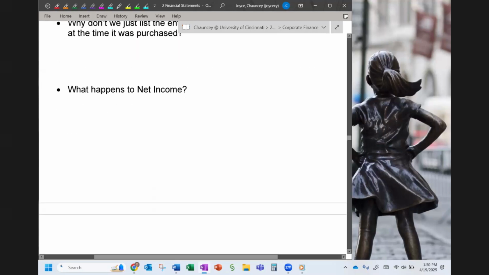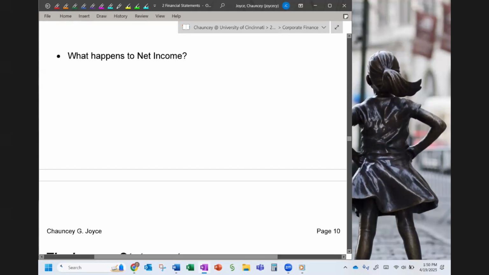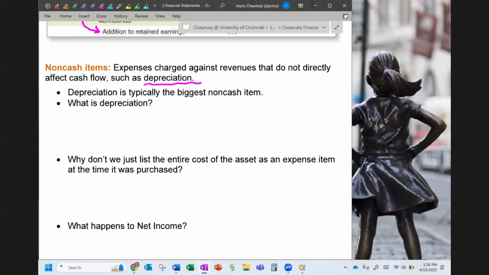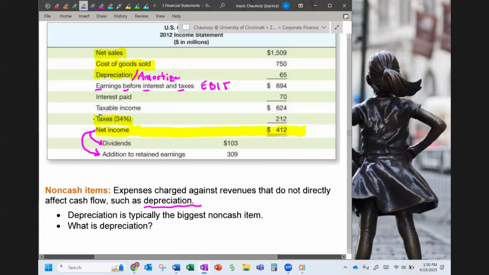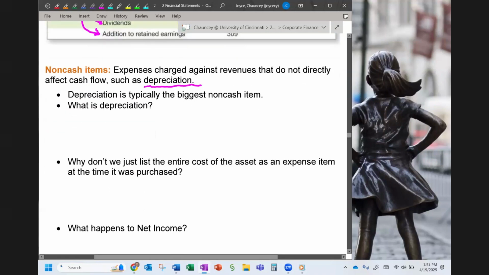So back to the question, depreciation does have an impact on cash flow because it lowers your EBIT, which lowers your taxable income, which will in turn lower your taxes. So it indirectly lowers your tax bill because it lowers your taxable income. This idea of allocating depreciation over time. So why don't we just list the entire cost of the asset? Well, that would be inconsistent with the accounting procedures.